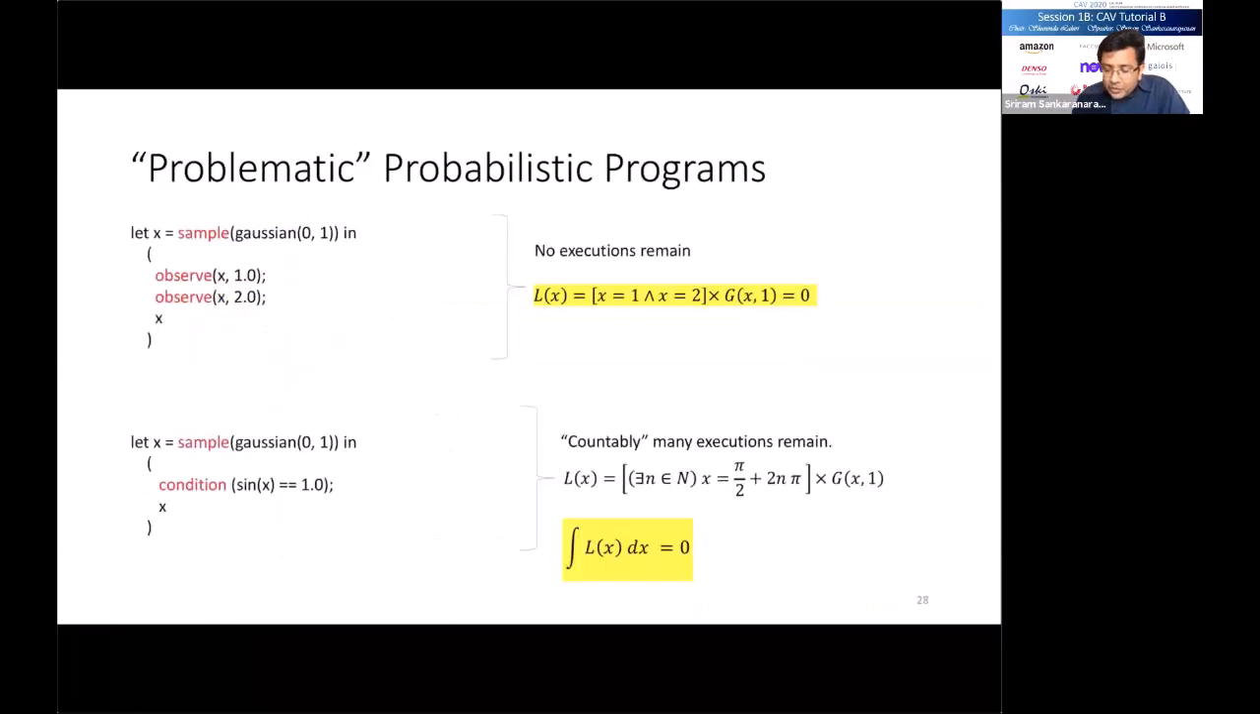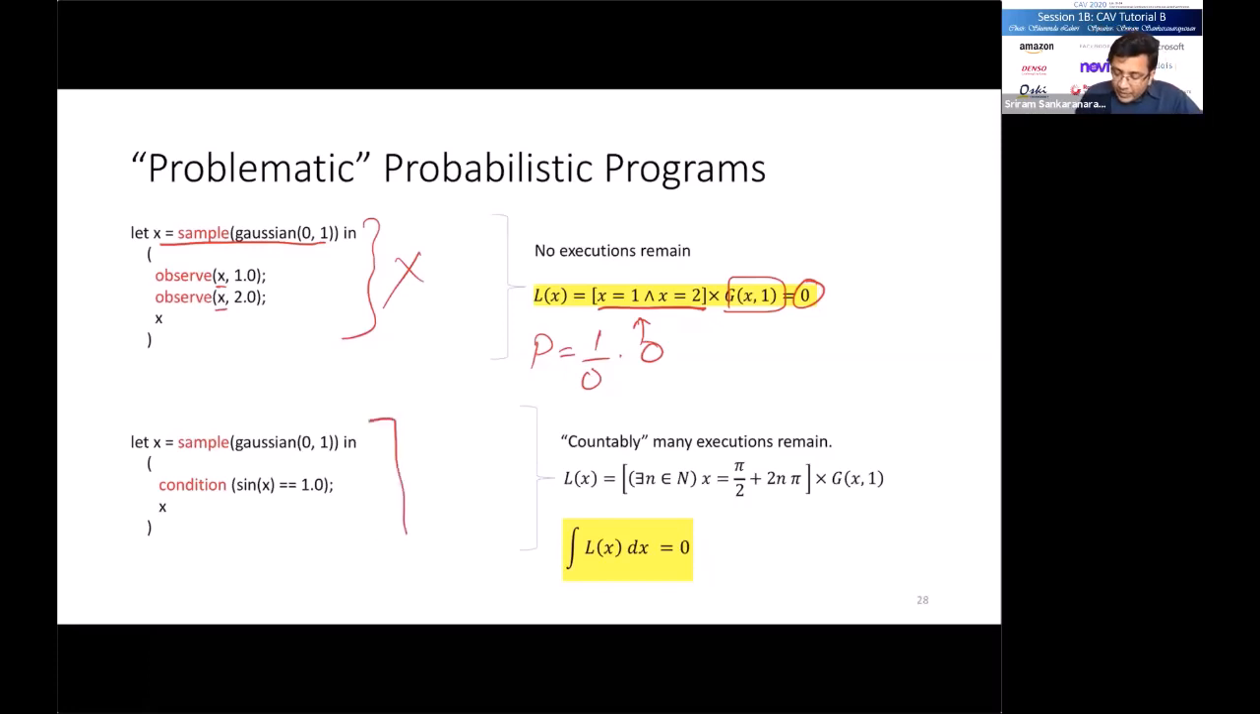Okay, so I'm not going to go further into this. Let me just note that not all probabilistic programs will make sense. Here's an example of a probabilistic program whose meaning is undefined under everything I've told you. Here I sample a Gaussian and I observe it to be 1 and I observe it to be 2. So its likelihood function of x is going to be the indicator function of x equals 1 and x equals 2 times a Gaussian distribution over x comma 1. And this is identically 0. So the likelihood is identically 0. So the posterior of this program is 1 by 0 times 0, which is not defined. This is a problematic program. No executions remain. And hopefully this answers Ganai's question on the Slack.